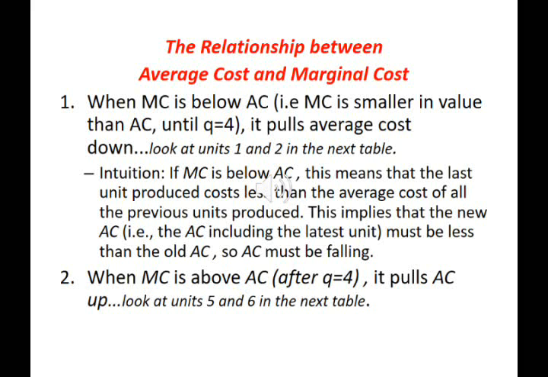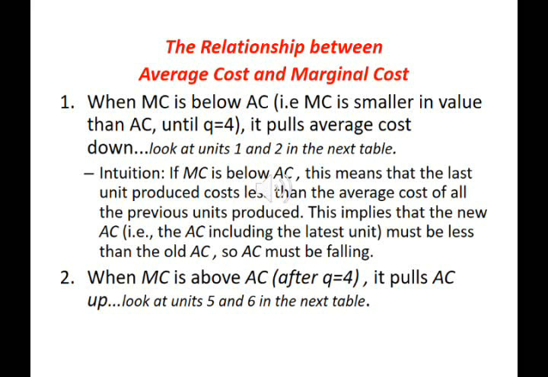So what will happen in this region if the marginal cost falls below the average cost curve? In this region, the marginal cost will be pulling the average cost curve downward. I will explain it on the graph later on, and using the table for you to better understand it. But let me say the intuition behind this. Why, when the marginal cost curve is below the average cost curve, which means that the marginal cost is smaller in value than the average cost, is it going to pull the average cost down? The intuition is as follows.